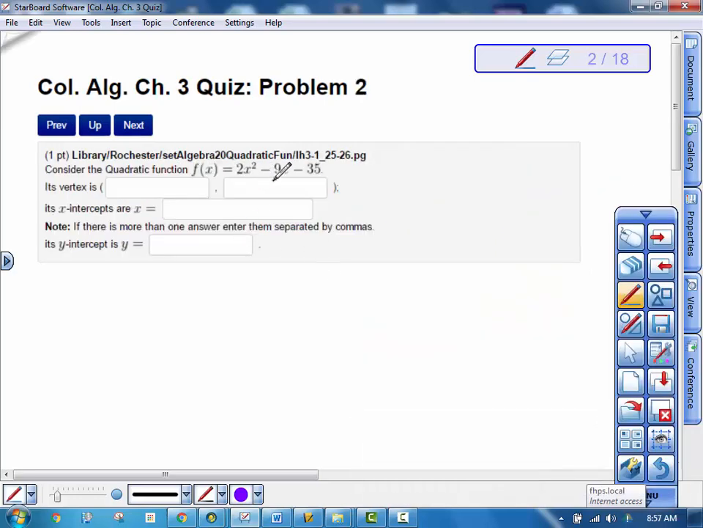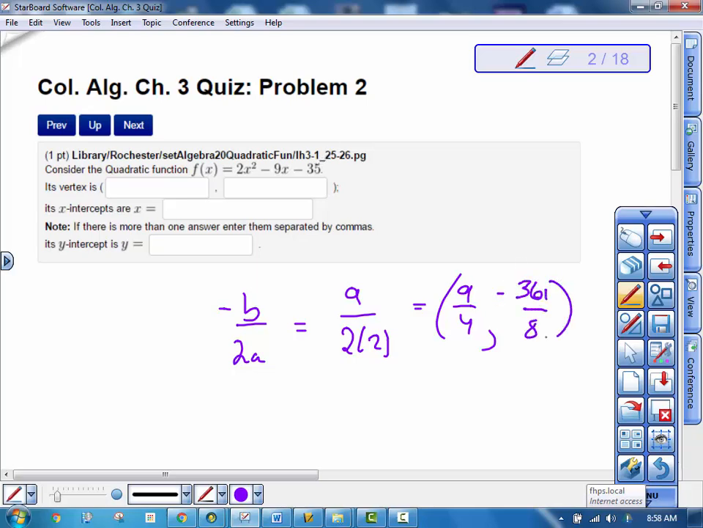All right, consider this quadratic right here. The vertex is at negative b over 2a. So that'd be opposite of opposite 9, which is 9, over 2 times 2 equals 9/4. And you can plug that back in here and get the corresponding y value, which if you plug in 9/4 in here, you get negative 361 over 8. I did it as a fraction on my calculator, so you could do it as a decimal as well.